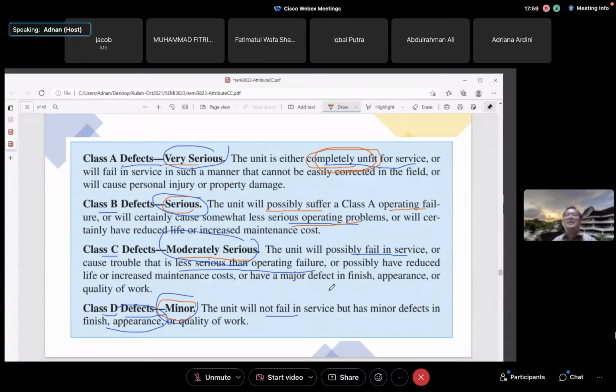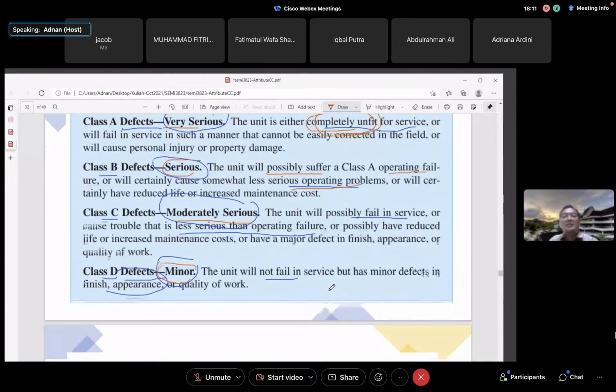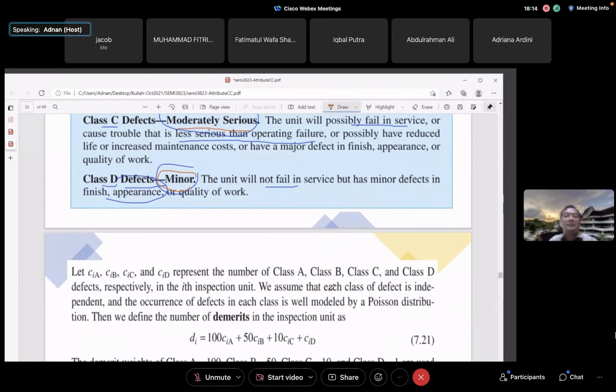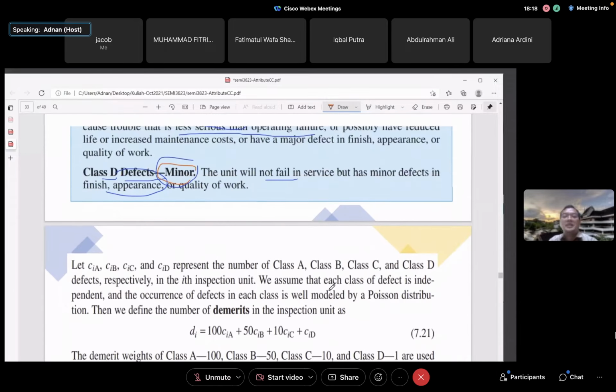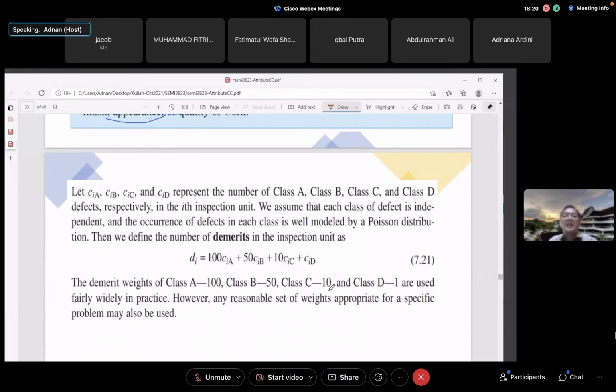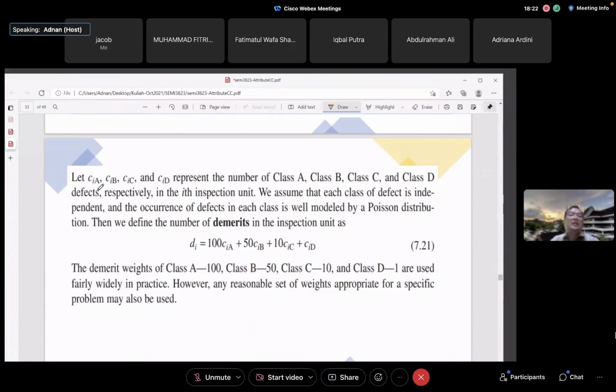They just count everything as one. Either it's just a scratch, a hole, ataupun a broken leg, they are considering just the same defects and not according to the seriousness of the type of defect. So there is a system where people try to give weightage to the demerit tadi.